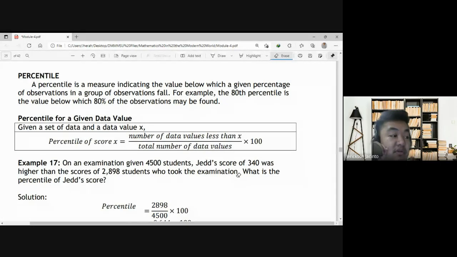Kung nakuha ninyo man or nakita ninyo man yung scores ninyo or yung result ng inyong NCAE, meron kayong percentile rank doon. So the percentile determines kung ilan yung natalo mo, or ilan yung mga tao na mas mababa yung score sa inyo. Ang example doon, the 80th percentile is the value below which 80% of the data fall. So, percentile for a given data value.